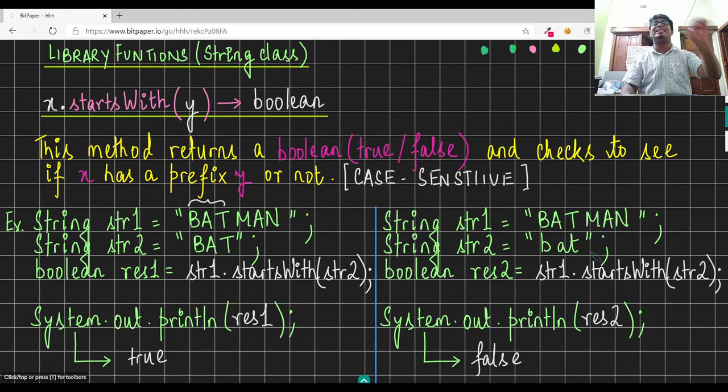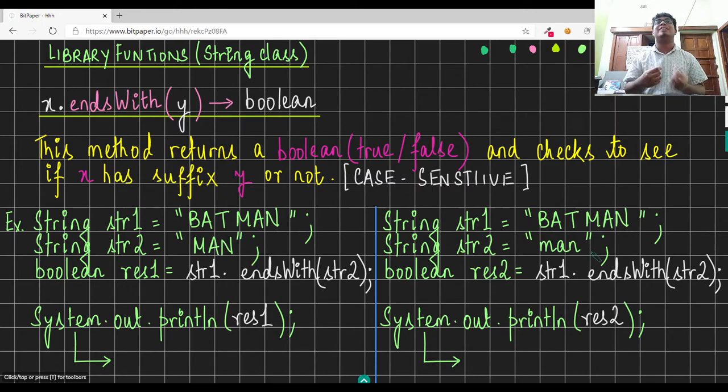Now, this next function is the exact opposite. It checks if x has a suffix y or not, right? So Batman ends with man, therefore this function would return true in this case, right? And this is also case sensitive, meaning if you passed lowercase letters man, it would return false. Now, this doesn't work the other way around. If you had written str2 dot endsWith str1, this would not have worked for obvious reasons, right? Let's move on to our last function of the library class.